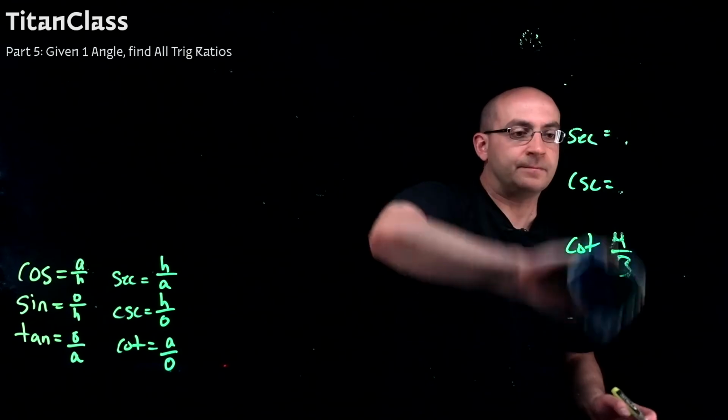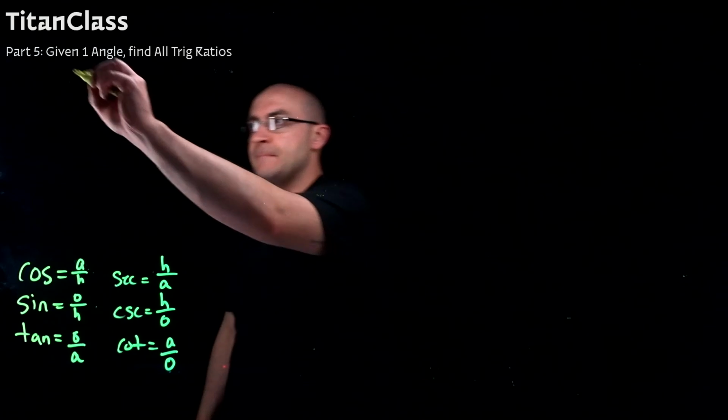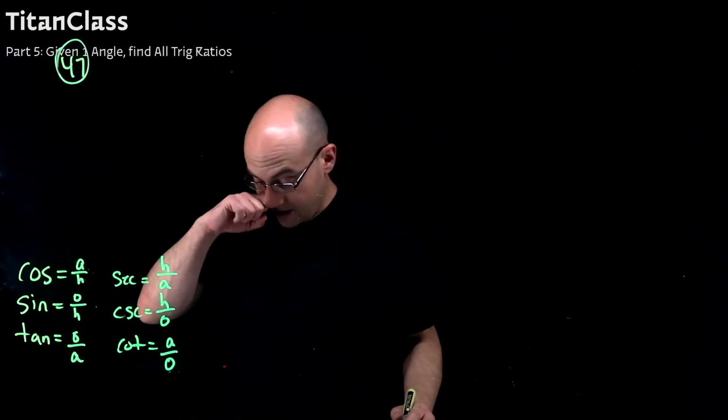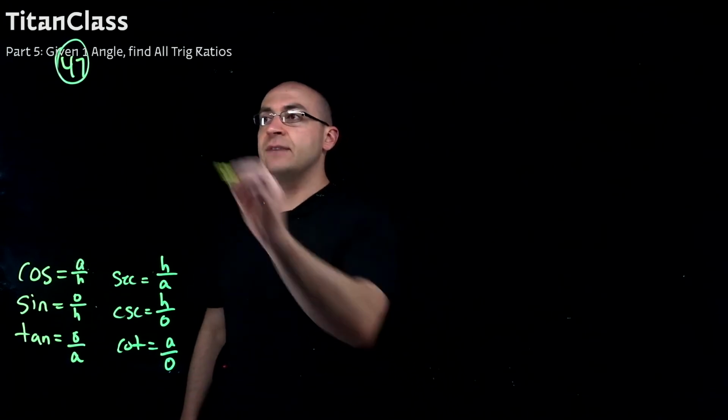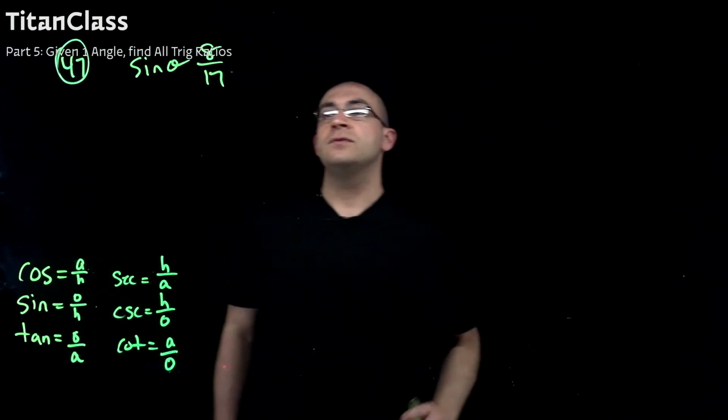47. Okay. I only think there's 3 of these, and then there's 2 random problems on the end. Okay, so sine of theta is 8 over 17. Find the other trig functions.